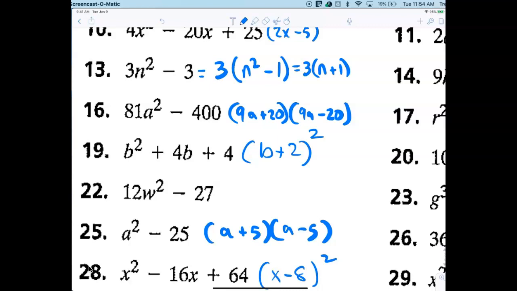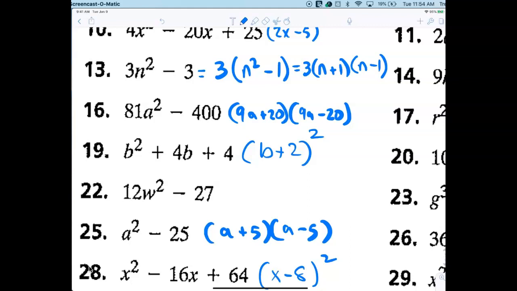Stop with the squares. Go. 3n plus n. Oh, I know. 3n plus 1, n minus 1. Yay, all right. That's what I mean. That's not what you said.